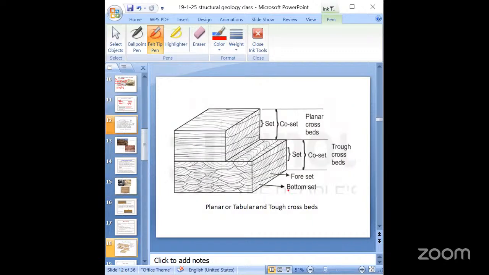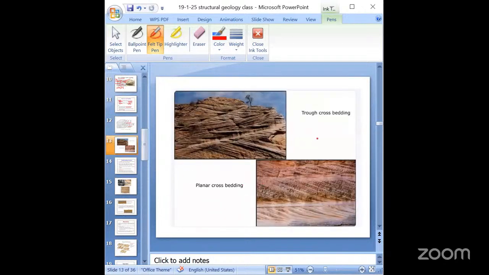You see here in this picture, planar or tabular and trough cross beds. These are the trough cross beds. This is called a set and this is called a coset. And here also, this is a set and this is also a coset. So these are the real pictures of planar cross bedding and trough cross bedding. Okay.